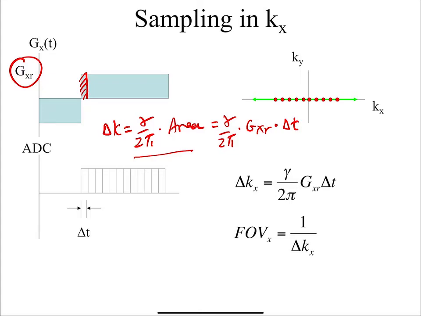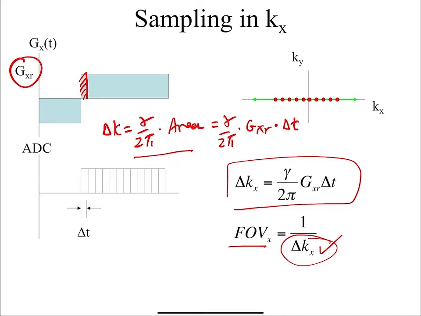But in this case, since it's rectangular, it's just gxr times delta t. Okay, so how would we do? That's written right here. And basically we're given the FOV, so we know what delta kx is, right? So we can figure that out.